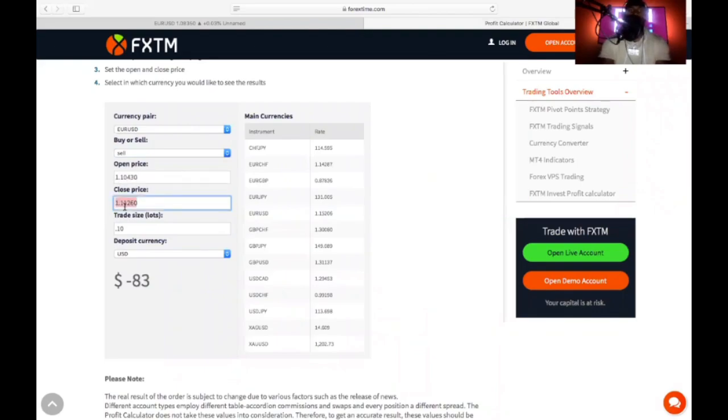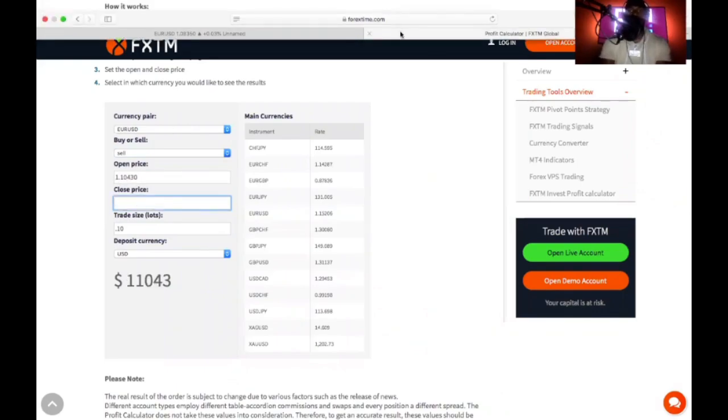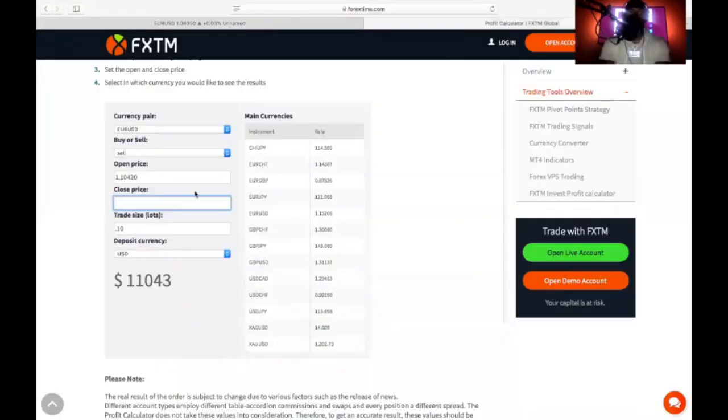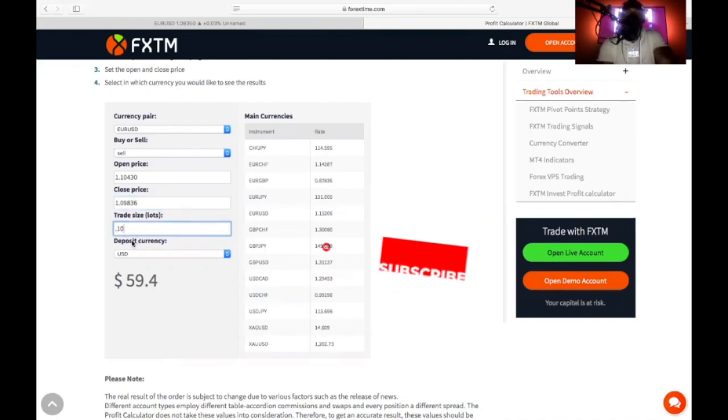1.10430, and we sold out. We got our 30 pips, rolled it down to 1.09836. Boom. On a little $10 trade size, $10 lot, we would have made $59. You know what I like to trade though? Standards. We got a standard lot. Boom. $590 off 30 pips. We made $590.